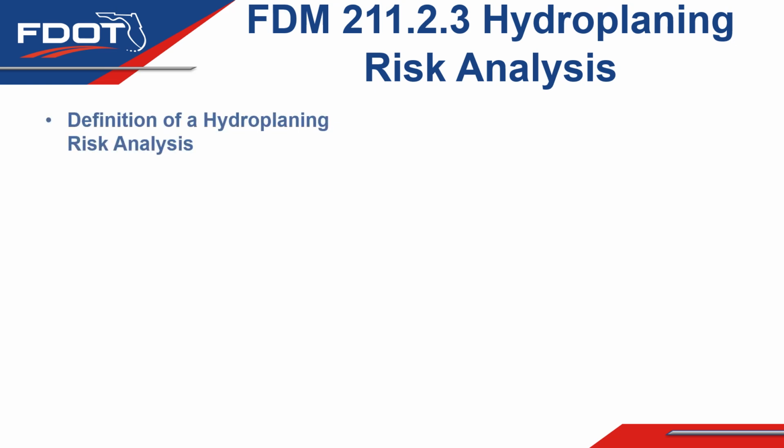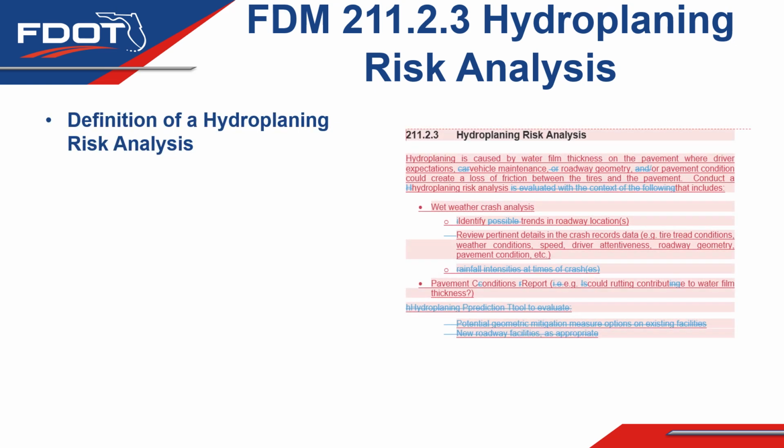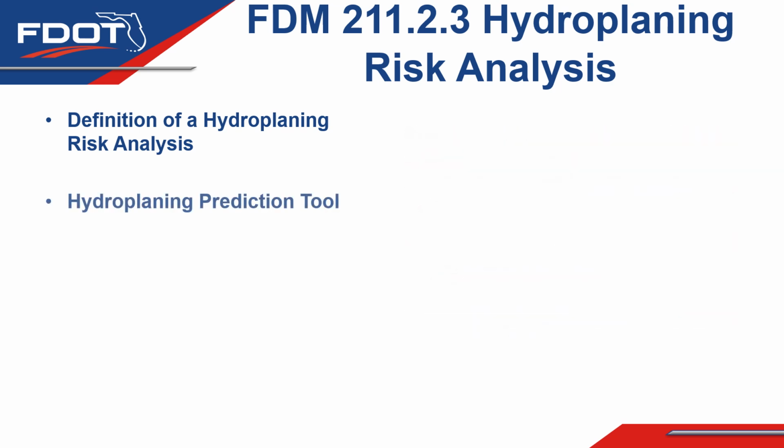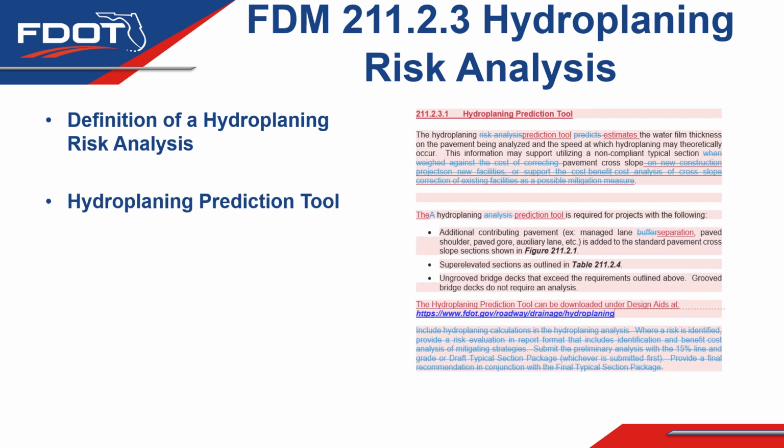This section more clearly defines the components of a hydroplaning risk analysis and when they are required. One critical item was the inclusion of the pavement conditions report as an element of the analysis. This was added so that the cracking, or especially the rutting condition of the roadway, can be taken into consideration, as these are items that will likely be corrected by virtue of the resurfacing process. The reference to the hydroplaning prediction tool was moved to the following section.